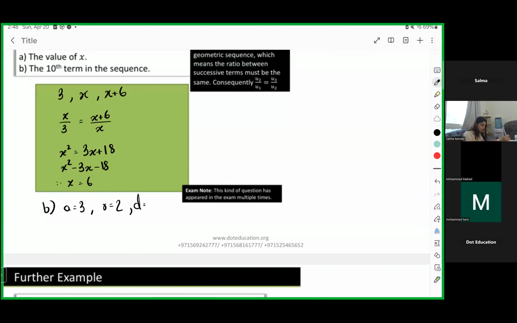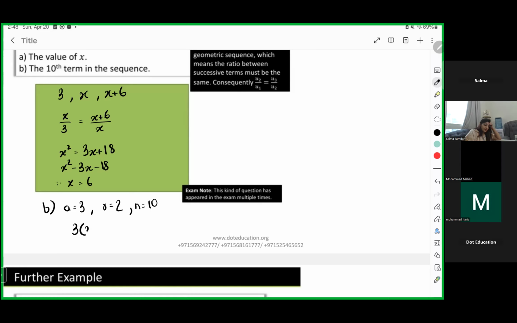So I have the first three terms of my series as 3, x, and x plus 6. So my u1 is 3, u2 is x, and u3 is x plus 6. I want to find the value of x. How would I do it?